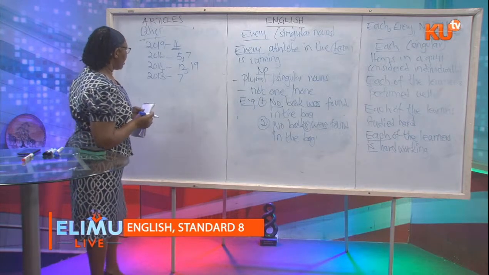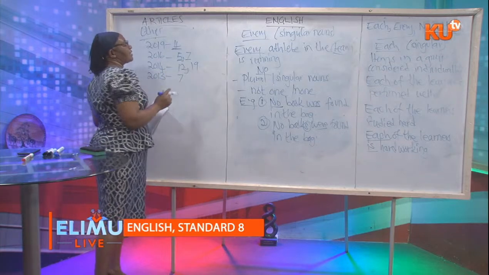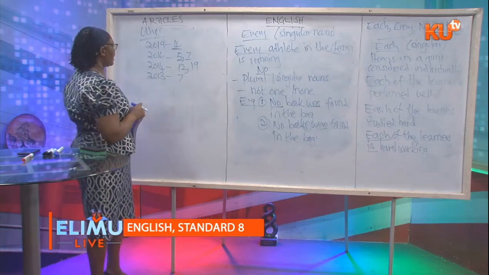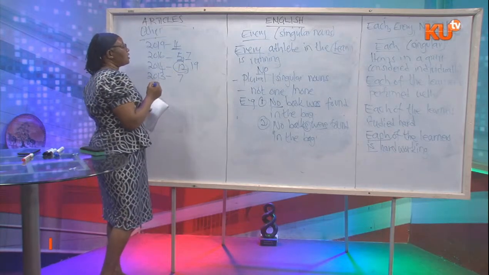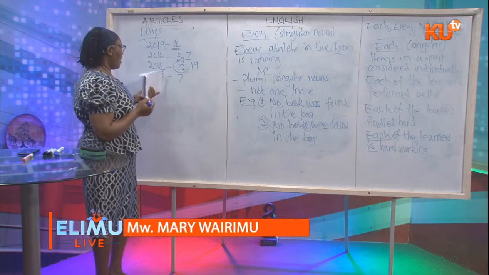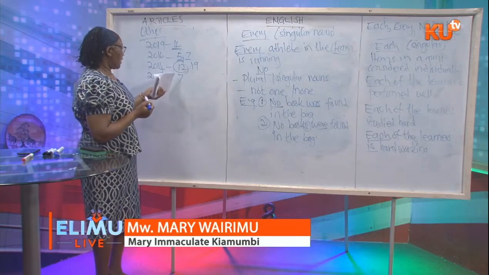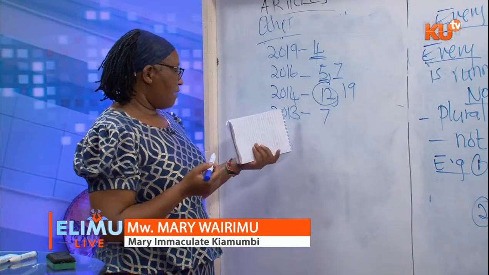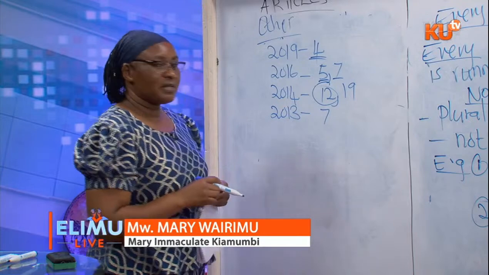2016, the clause or the broken passage, number 5 and number 7 are on determiners. 2014, we have number 12, which is in the clause, and we also have the other part, the grammar part, number 19. You can look at them. Then we have 2013, number 7 is on determiners.